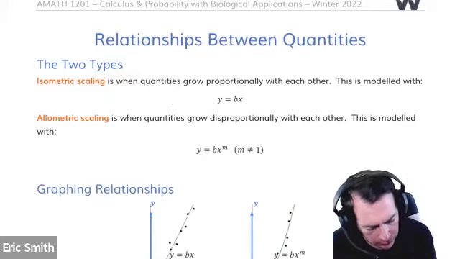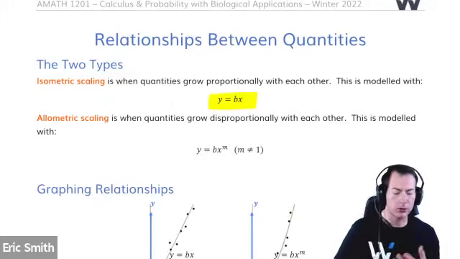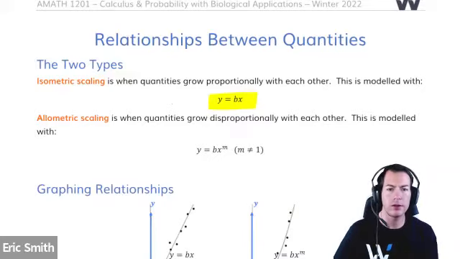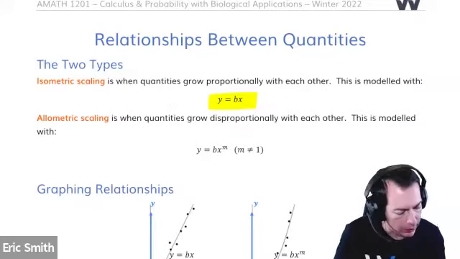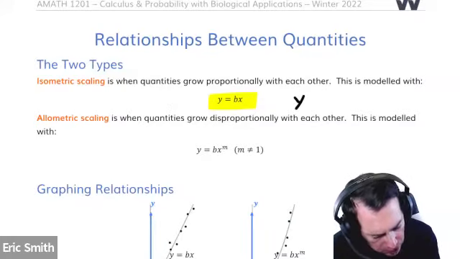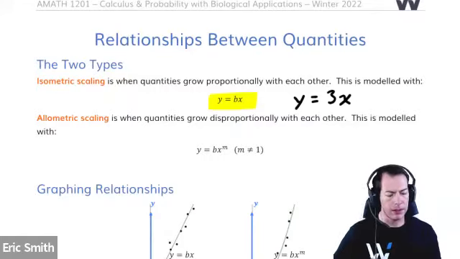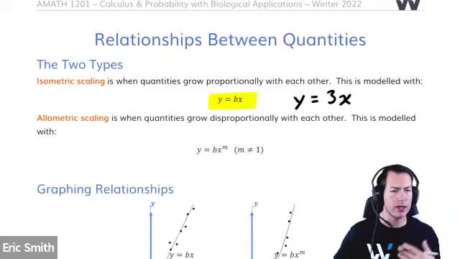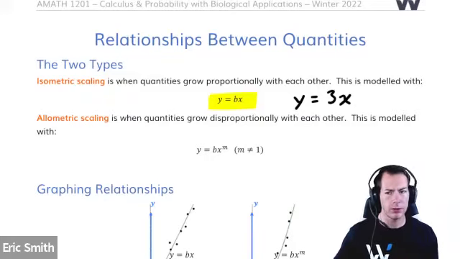So first one, for isometric scaling, essentially what's happening here between both of our quantities is that they are growing proportionally to one another. And the equation itself is really just the equation of a line. A good example of this would be y equals 3x. And it's really telling us that for every x value, if I multiply that by 3, it'll give me a value of y. In allometric scaling, the two quantities actually grow disproportionately to one another.